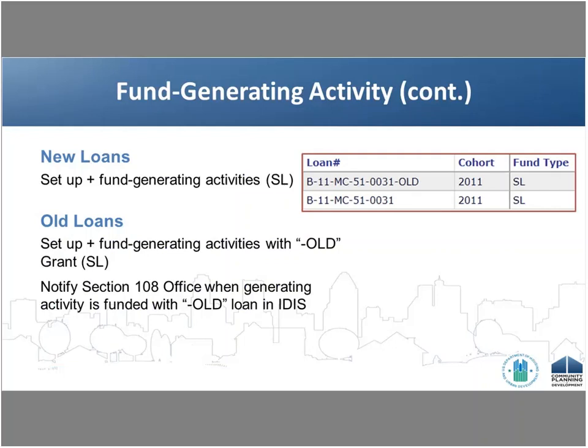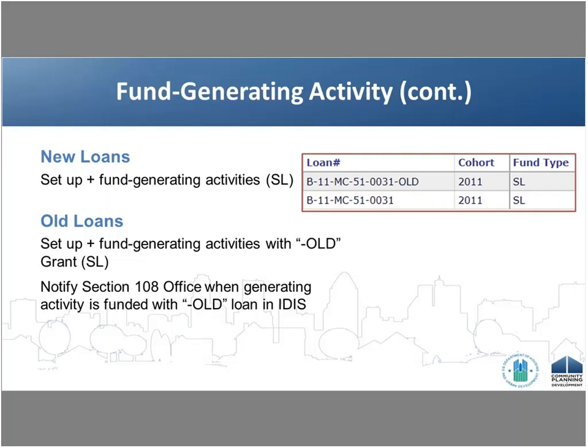And again, our old loans are those that have the -OLD designation. There is one wrinkle when you are funding activities for the first time with an OLD designation. You will not create a drawdown voucher. When you get to the point that you've funded the activity and it is showing that it is now funded, you will let our office know that you have generated an activity that's funded with OLD funds.